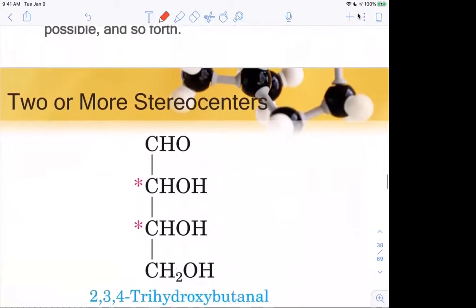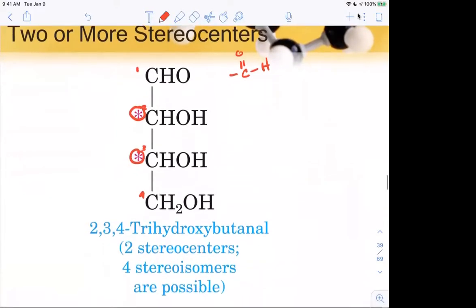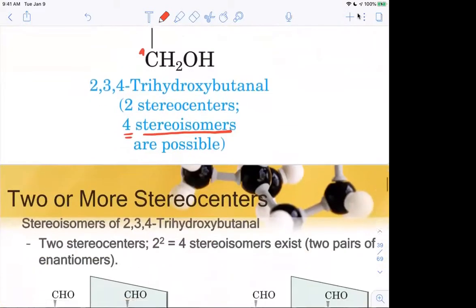So let's look at this more carefully. This is 2, 3, 4. Remember, I have 1, 2, 3, 4. This is actually an aldehyde. I have 2 stereocenters, one on carbon number 2, one on carbon number 3. So therefore, I can get up to 4 stereoisomers that are possible. So let's look at what they could be.